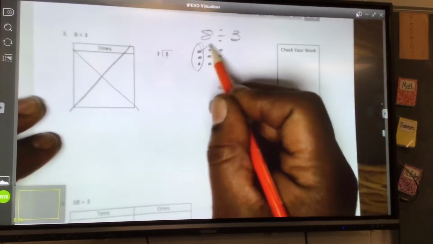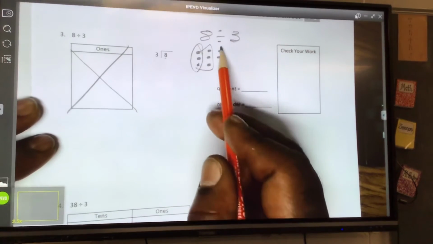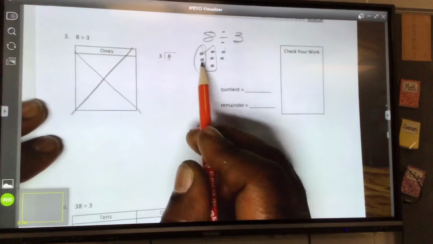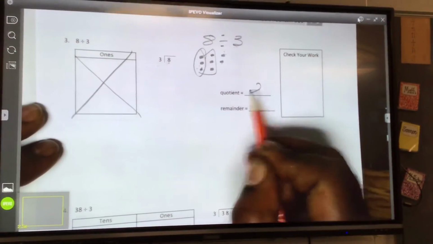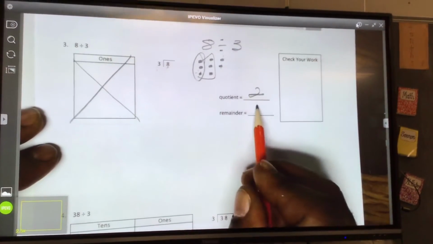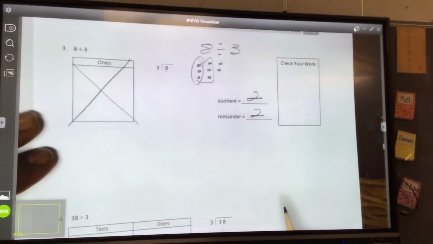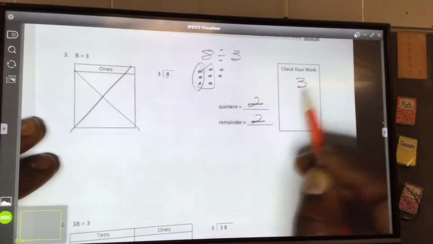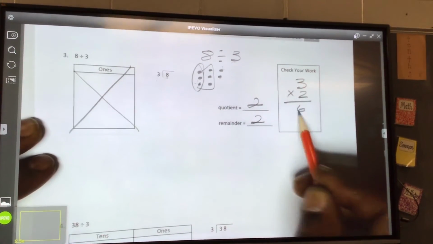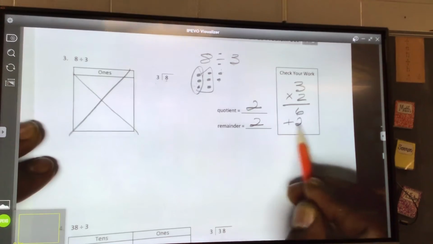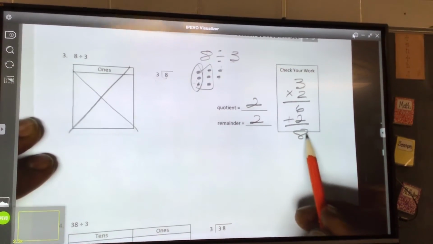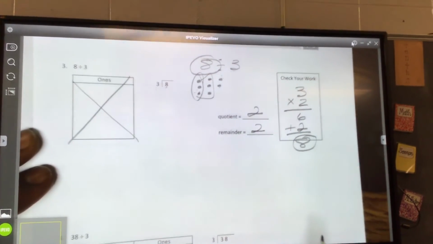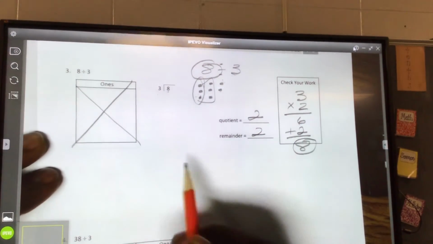3 here, 3 here. Why didn't I circle the 2? Because it's not 3. So I got 2 groups circled, which is my quotient, with 2 left over, which is my remainder. So I actually take 3 times 2 and get 6, then plus 2, and I get 8. 8 is here, 8 is here. That's the correct answer.